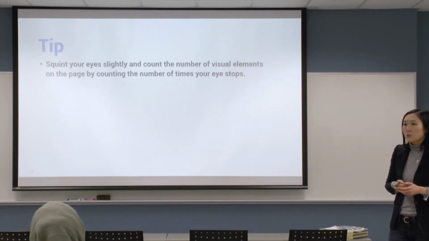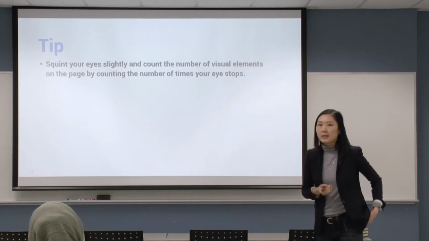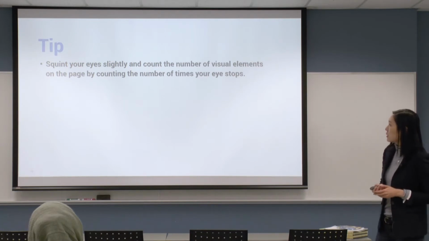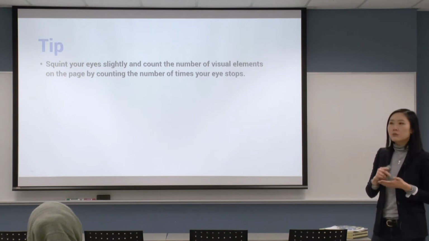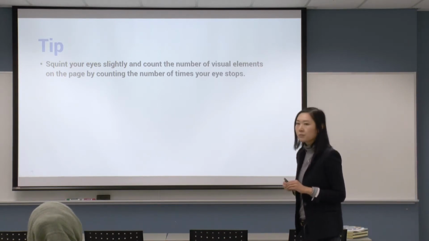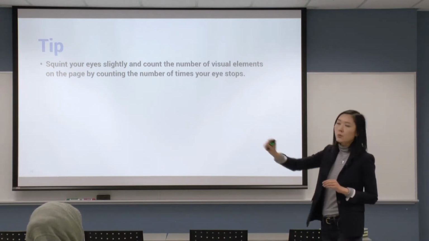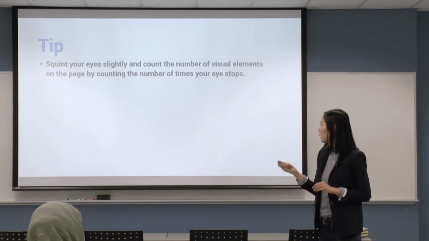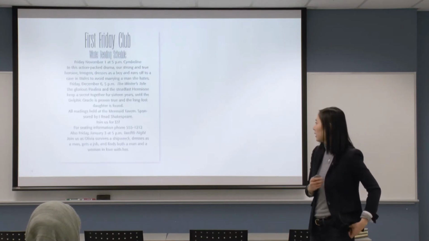So the tip is, when you look at a piece of design, and we'll do this a few times throughout this lecture, count the number of visual elements and count the number of times your eye stops on a page. You can tell, let's say if you had a poster at a conference, from far away, what type of information pops out. I'll show you a couple examples of what that may look like.